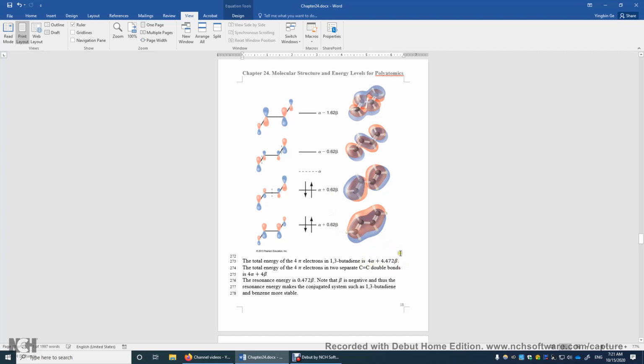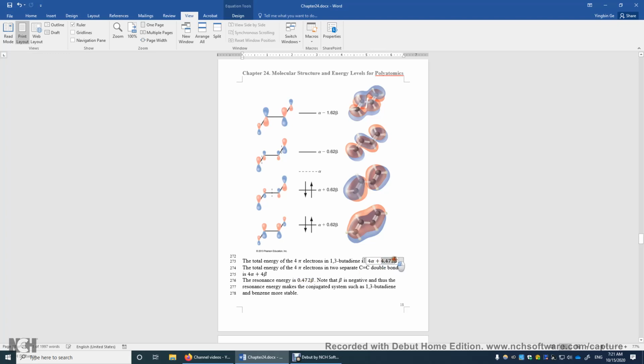What if you have just 2 separate carbon-carbon double bonds? What if there's no conjugation at all? In that case, the total energy of the 4 pi electrons without conjugation is 4 alpha plus 4 beta. So if you compare these 2 numbers, by forming the conjugation network, the energy is further decreased by 0.472 beta.